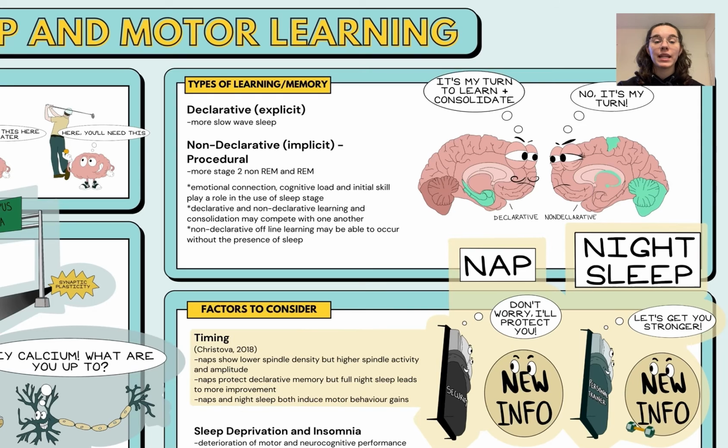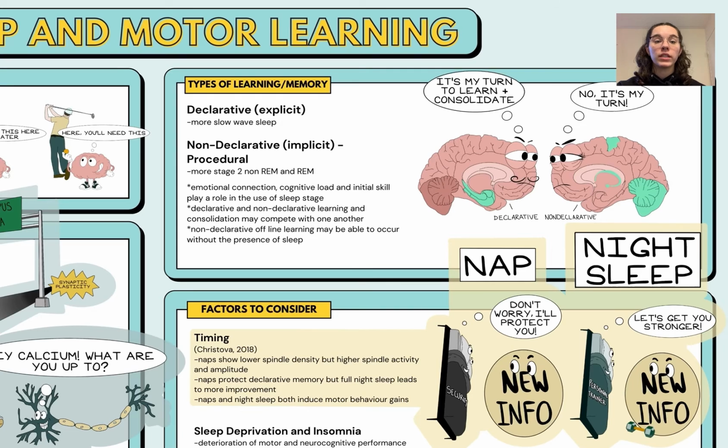There are many theories as to how these different classifications of motor learning are affected by sleep, but nothing is very definitive. That being said, declarative memory or learning is thought to require more slow-wave sleep, while procedural memory or learning is thought to require more stage 2 non-REM or REM sleep.